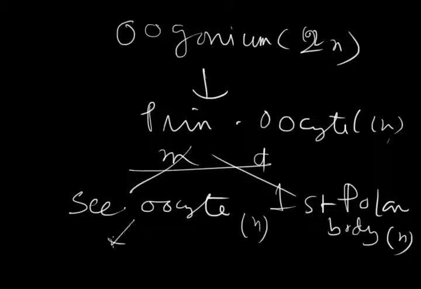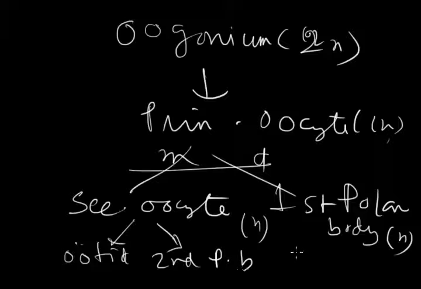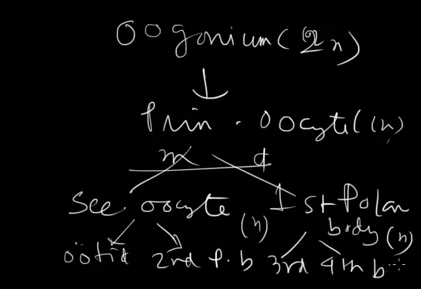Secondary oocyte is equally converted to ootid and second polar body. The first ultimately produces third and fourth polar bodies. So, actually what happens, one ootid is biologically converted to ovum, but the rest, 3/4 or 75% of the polar bodies, they undergo disintegration, because these polar bodies are unable to take part in active fertilization.